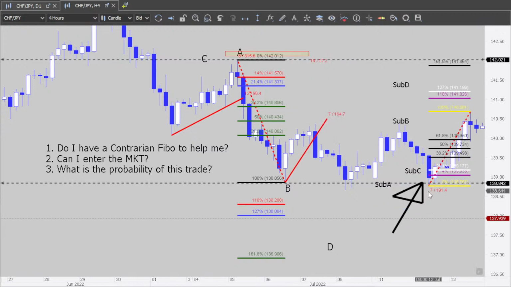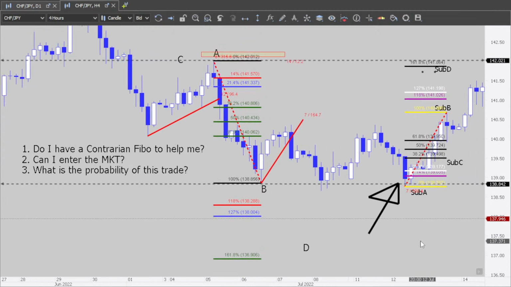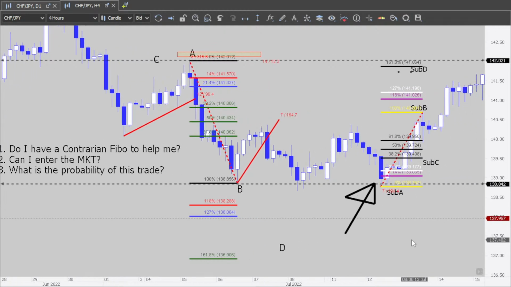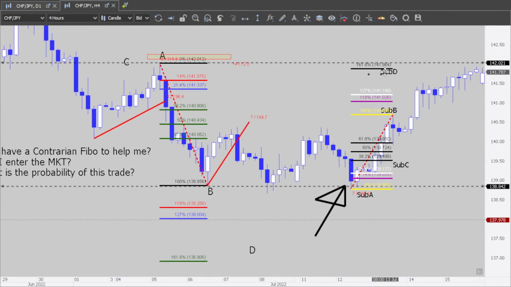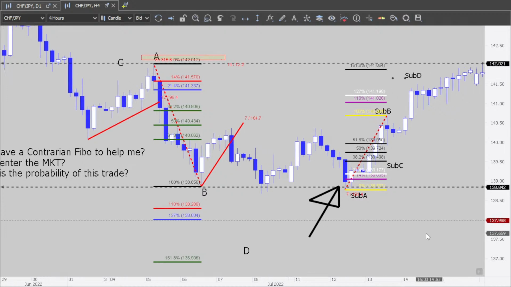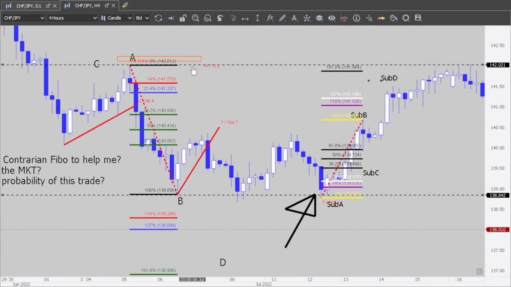This is the Contrarian Fibonacci. This is our sub A, this is our sub B, this is our sub C, and this is our sub D. And we're going to monitor the market. Oh my gosh, please, don't stop me out, and come on, and hit the sub D extension up in here, right? And bam, I believe the market stopped us out. Let's check, everybody.